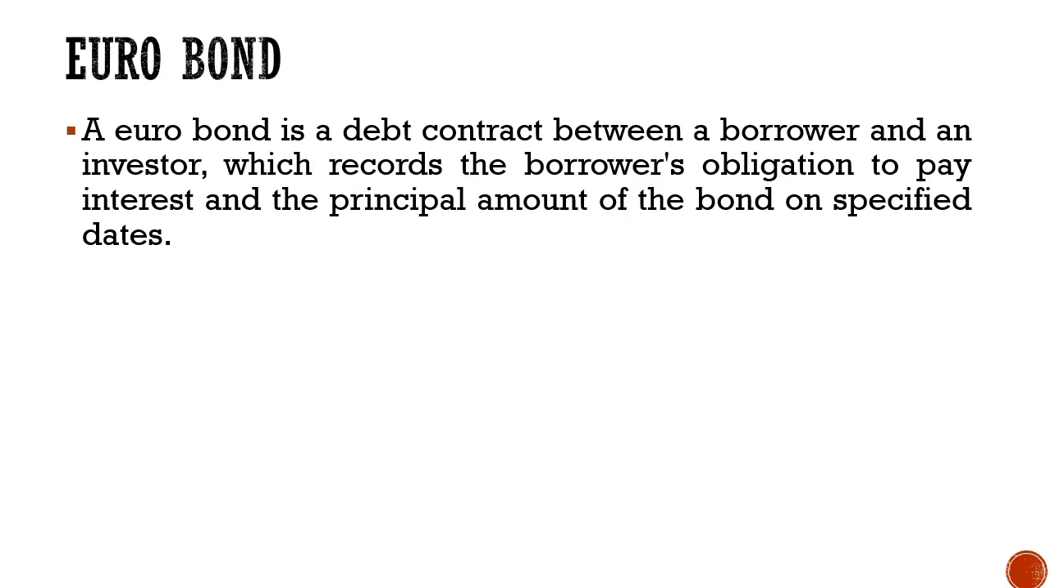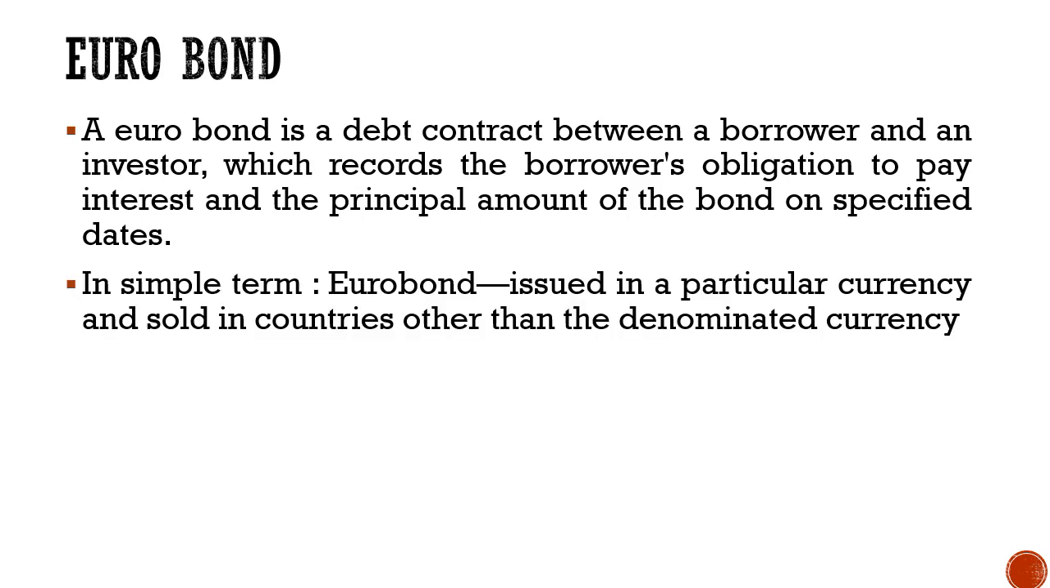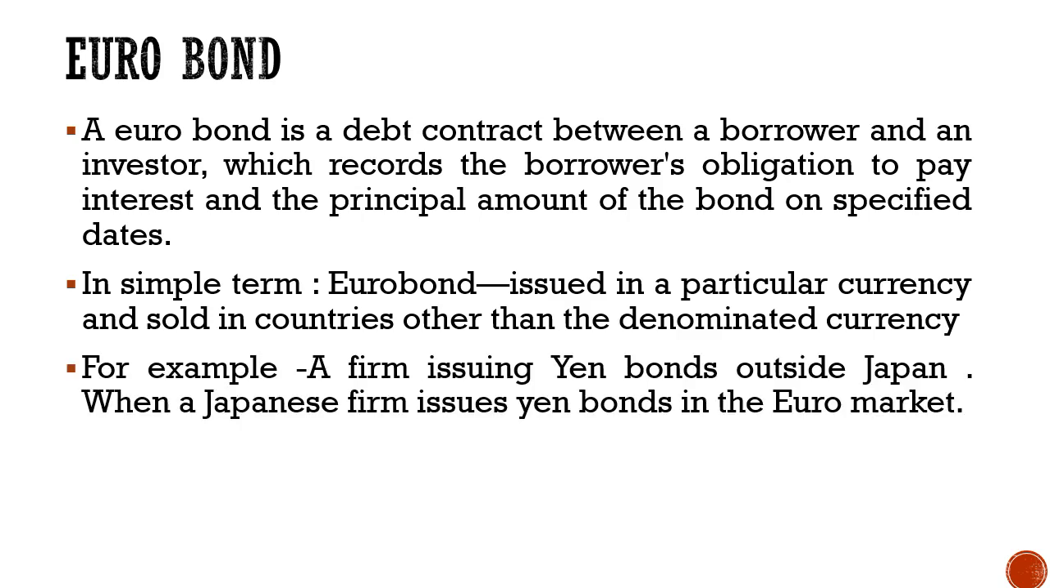So here, under euro bond, the borrower is obligated to pay the interest along with the principal amount on a specified date. In simple terms, euro bonds are issued in a particular currency and sold in countries other than the denominated currency. For example, a firm issuing yen bonds outside Japan. When a Japanese firm issues yen bonds in the euro market, it is an example of a euro bond.